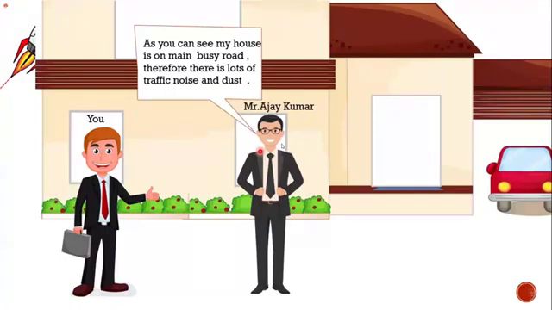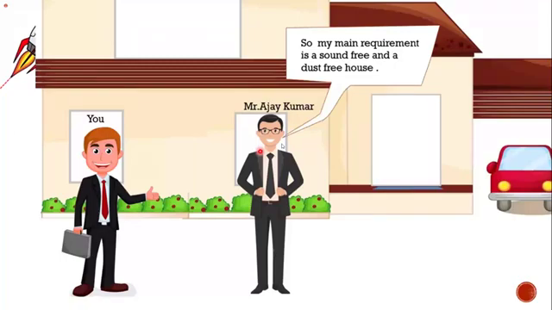Right now, Mr. Ajay Kumar is saying that, as you can see, my house is on a main busy road. Therefore, there is a lot of noise, traffic noise and dust. So this is his critical requirement: his house is on a main busy traffic street, so it's very prone to sound and traffic noise. His main requirement is a sound-free and dust-free house. That's what he requires from your windows.